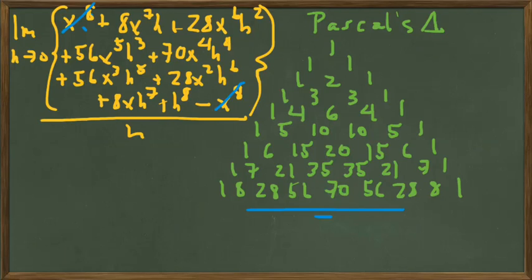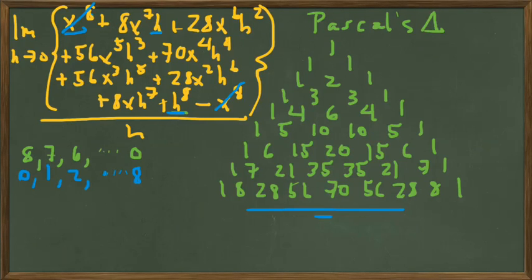So notice that the powers of x go 8, 7, 6, all the way down to the power of x in this term, which is 0, and that the powers of h start at 0 in this term, and then the power is 1, 2, and they increase all the way up to h to the 8th in this term.